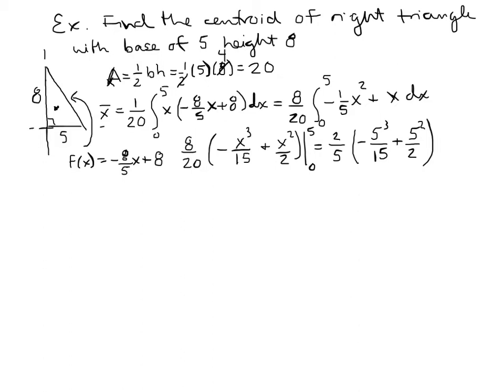So I'm going to factor out a 5 squared, so I have that 2/5. I'm factoring out the 5 squared, and that leaves me with negative 1/15, 5 over 15. There's another 5 in there. Plus 1/2. So let's see, with the 5 squareds, one of those 5s cancels.